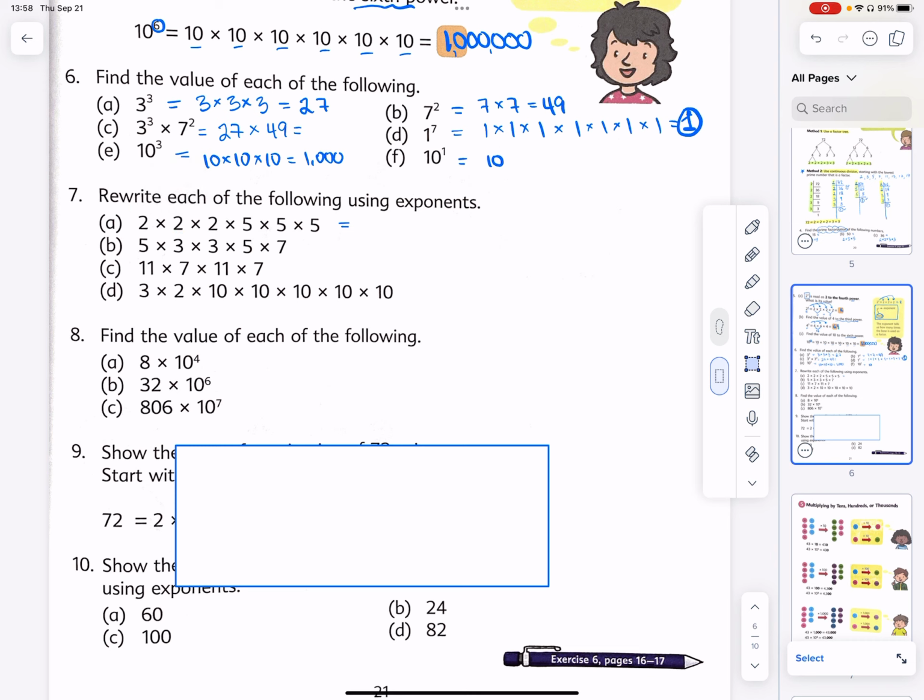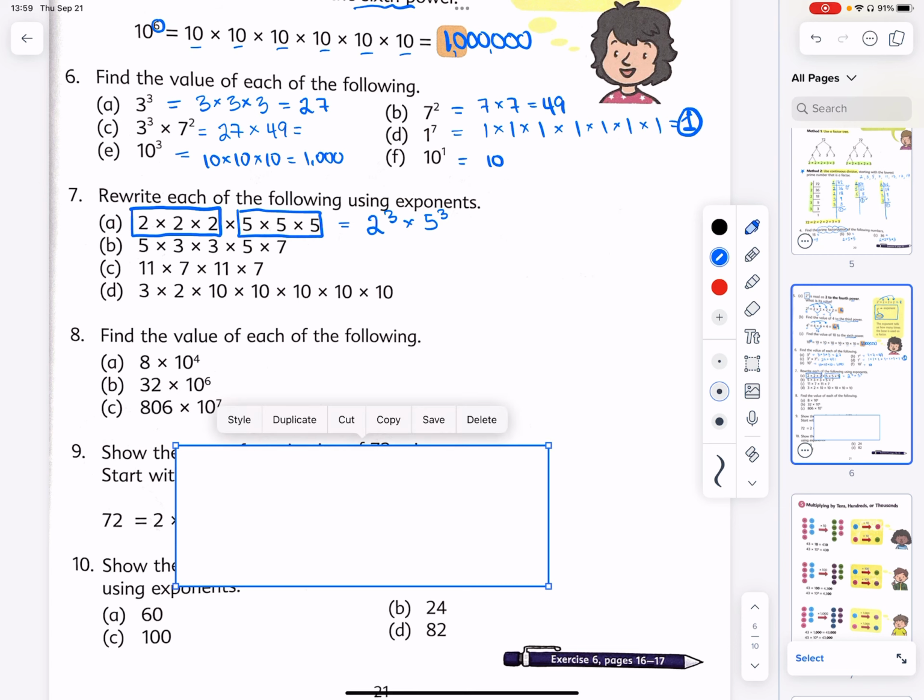We have, let's just do this: 2 times 2 times 2, and we have 5 times 5 times 5. That means we multiply 2 by itself 3 times, and 5 multiplied by itself also 3 times. So it's 2 to the power of 3 times 5 to the power of 3.